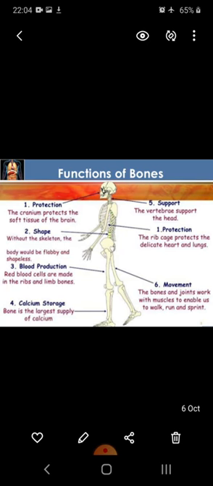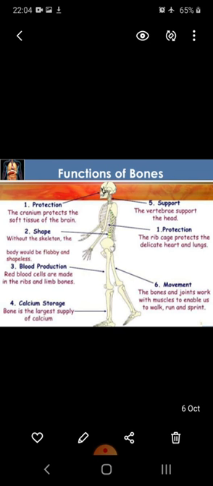Next is that the bony system gives shape to the body. Bones play a vital role in shaping the body. They may be responsible for long or short structure. Next is to act as levers. Bones act as levers in our body. These help in doing work easily.